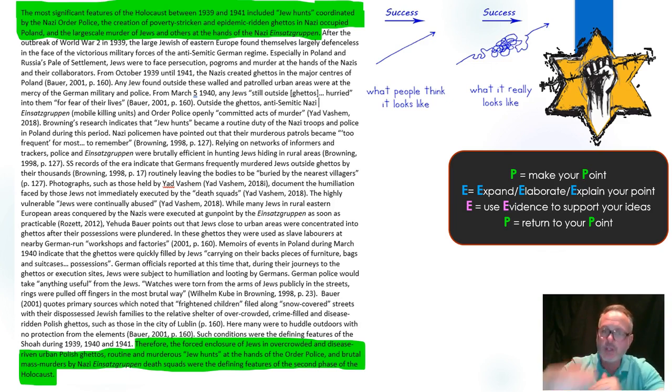We should see those ideas mirrored, not exactly the same, not just a repeat of the sentence, but similar at the very end. So let's have a look. Therefore, linking to the bit in the middle, the forced enclosure of Jews in overcrowded, disease-ridden, urban Polish ghettos, routine and murderous Jew hunts, that's at the top as well, at the hand of the order police, and brutal mass murders by the Nazi Einsatzgruppen death squads were defining features of the second phase of the Holocaust. That sounds like saying the same thing in different words.